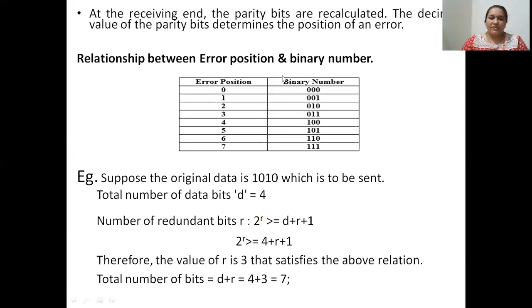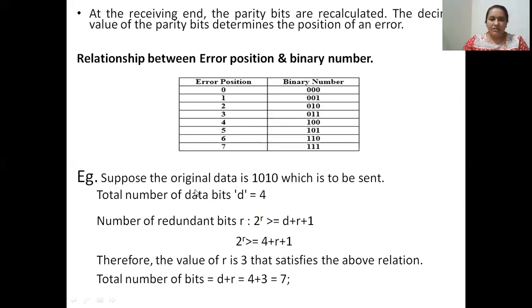The relationship between the error position and binary number is shown in this table. The error position 0 is indicated by 3-bit binary 000. Similarly, 1 is indicated by 001, and so on. So you can understand that the decimal number is used to indicate error position, and its equivalent 3-bit binary is used to indicate the relationship.